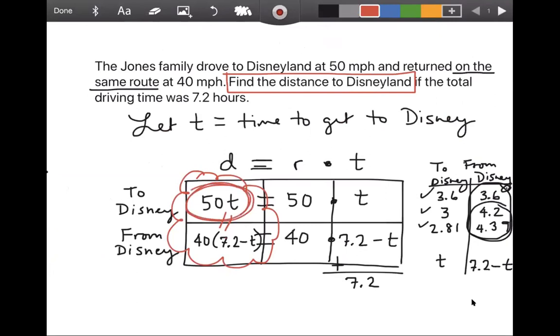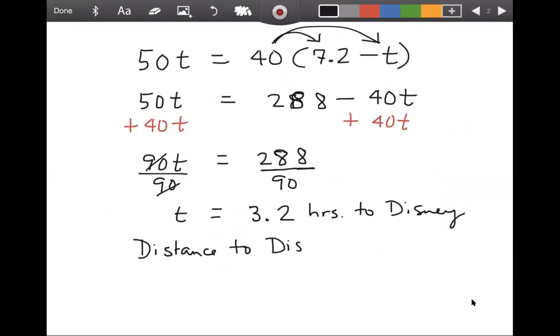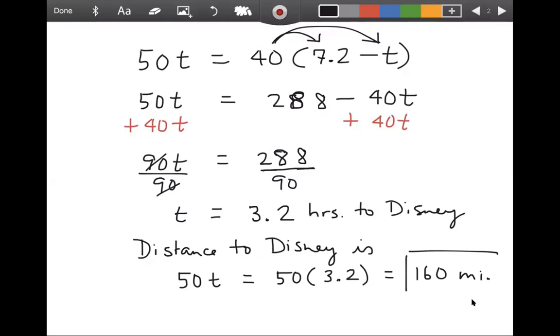Okay, so what I need to do is take this 3.2, which again is the hours to Disney. The distance to Disney is 50t, which is 50 times 3.2, which comes out to 160 miles. And that's the answer we're looking for.